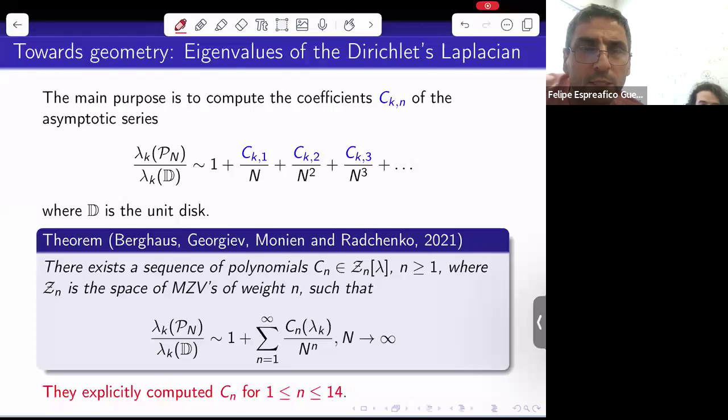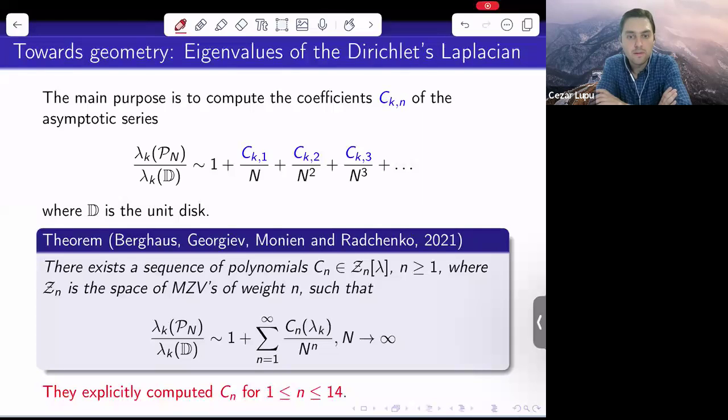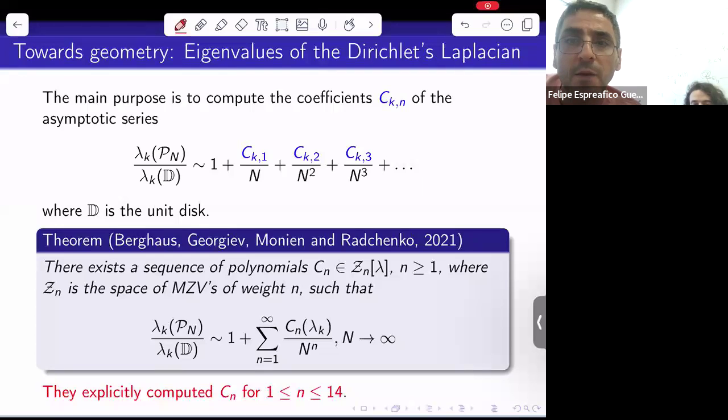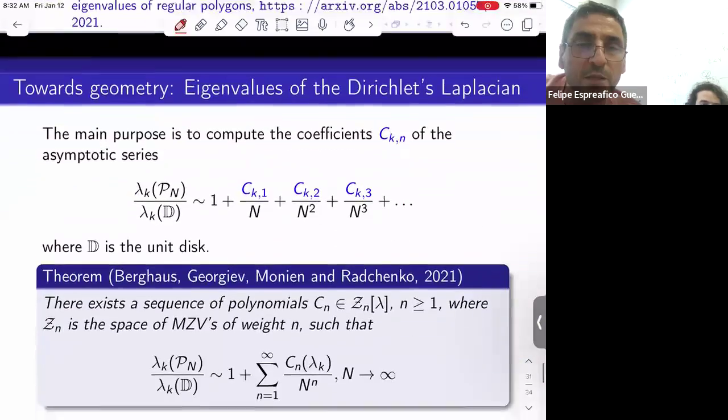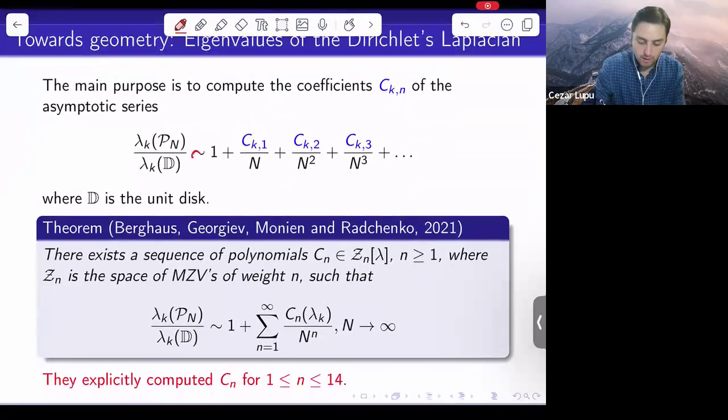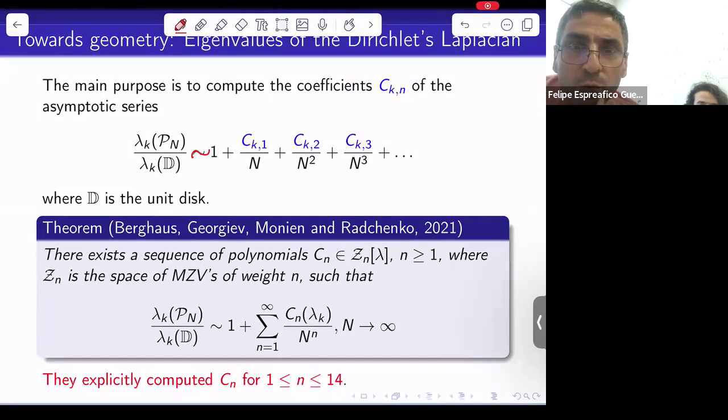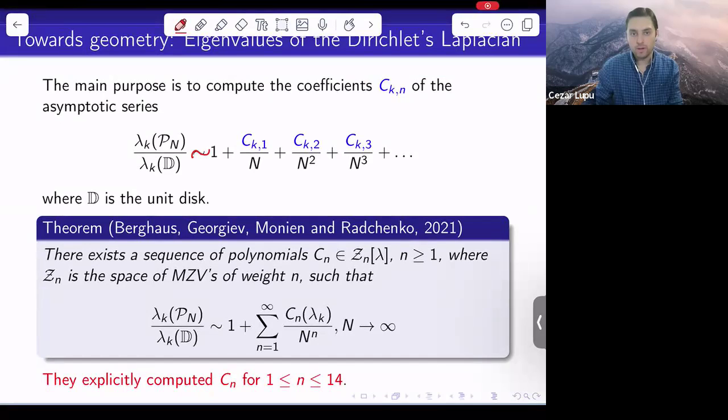Cesar, what is the tilde? This lambda k is equivalent to this one, what does it exactly mean? In the first equation, the tilde means this is asymptotically equivalent to this, as n goes to infinity.